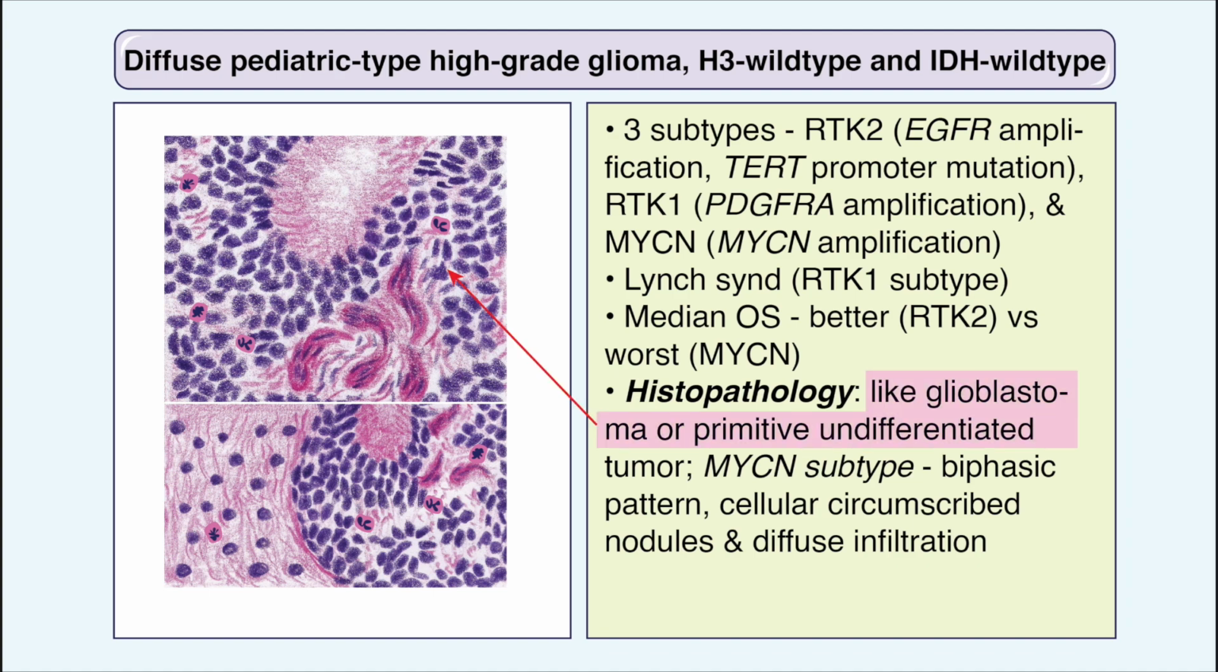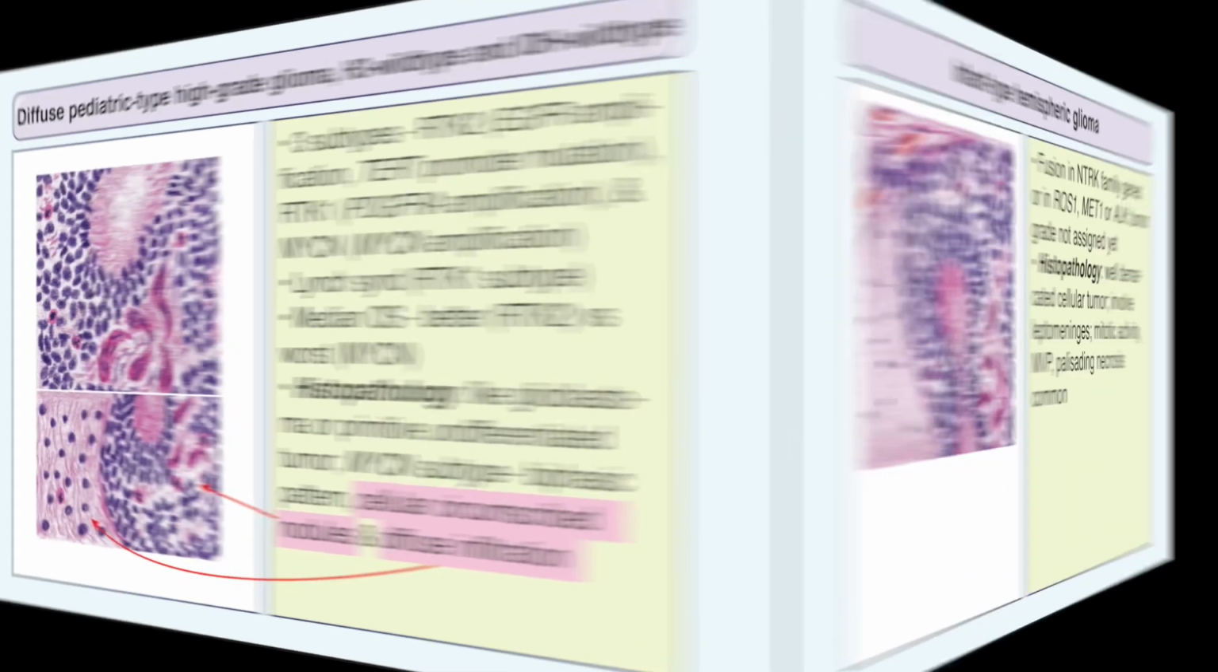Morphology usually resembles a glioblastoma or a primitive undifferentiated tumor. The MYCN subtype can have a biphasic pattern, including highly cellular circumscribed nodules and areas of diffuse infiltration.